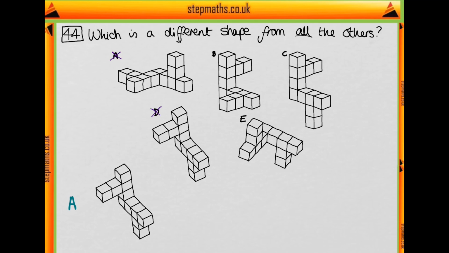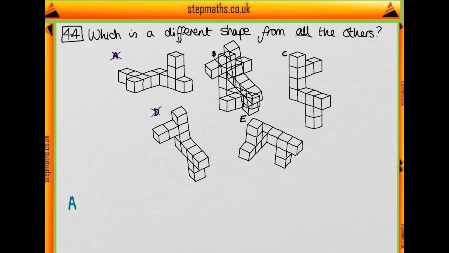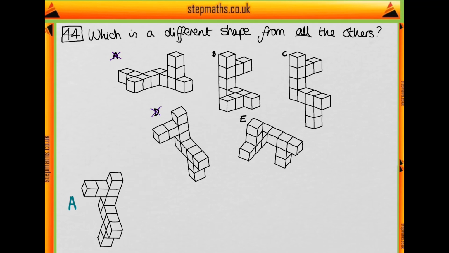However, it's not the same as any of the other shapes. You could check this yourself by rotating them around. For example, there's no way we can rotate it to get B or C or E. So, okay, we've ruled out A and D. So why don't you pause the video and now, starting with B, see if you can decide if it's the same as C or E.